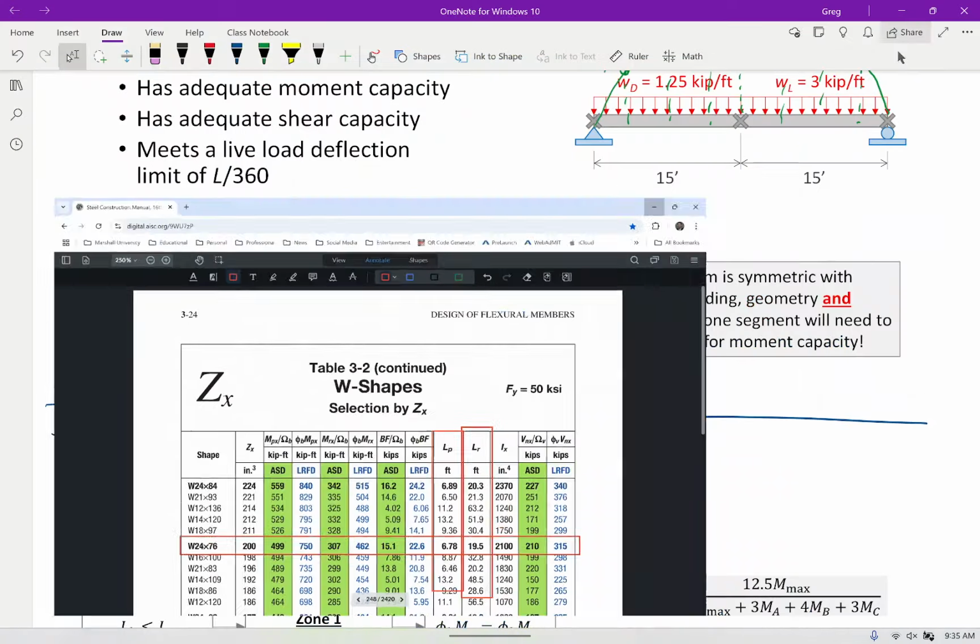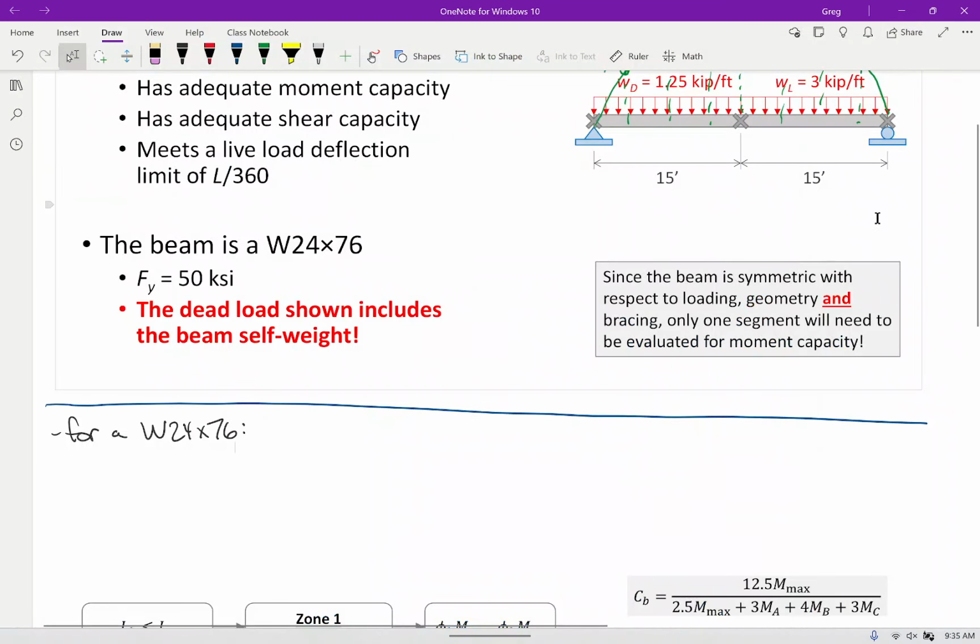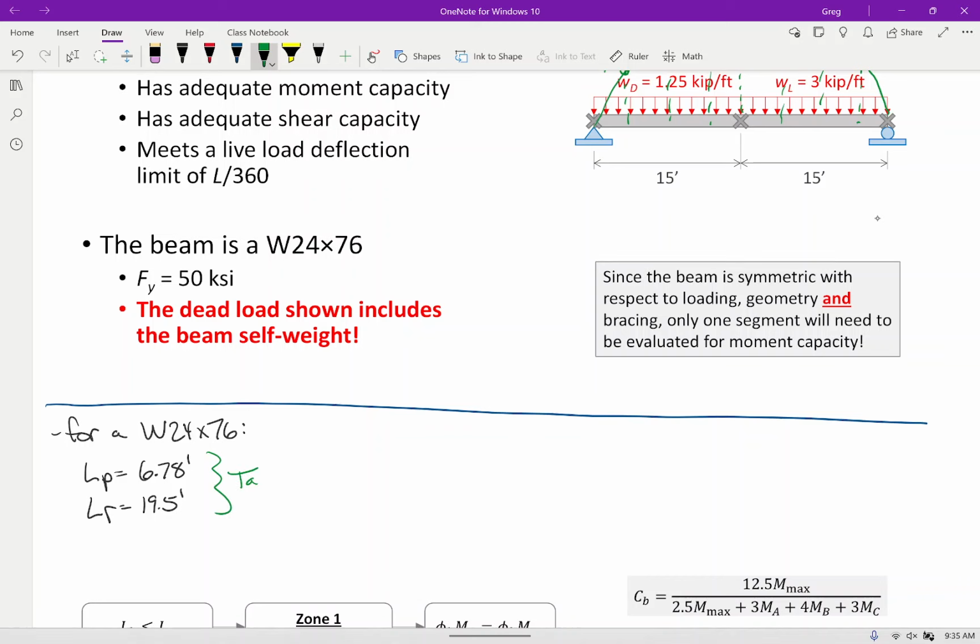So we have a beam such that LP is 6.78 feet and LR is 19.5 feet. That comes from table 3.2. Now for our beam, LB is 15 feet. What does that tell you? Zone 2.